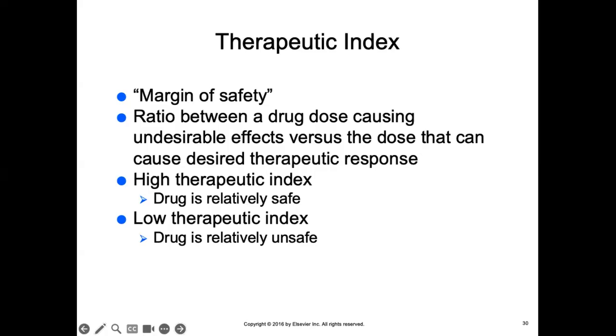Individuals may vary considerably in their responsiveness to a drug. Biological variation among patients leads to pharmacological variation in the dose response of patients. Overcoming pharmacological variation requires quantitation to minimize errors in prediction. So a high therapeutic index is safe, a low one is going to be unsafe.